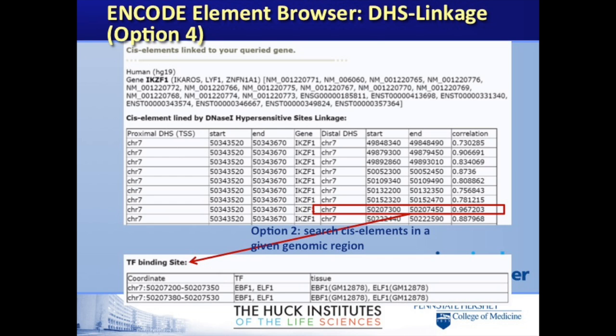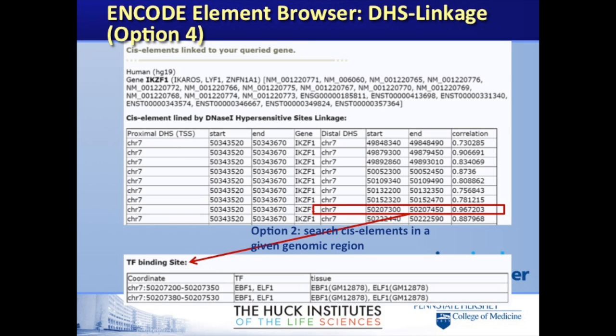if you're interested in one of these regions, to see exactly what tissue it is relevant in, it is actually linked to tool number two. So if you click on the correlation coefficient here, we actually get back to option two to look at what DHS and transcription factor binding are there.